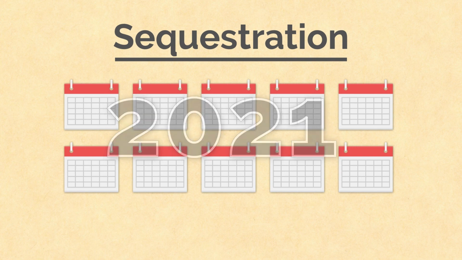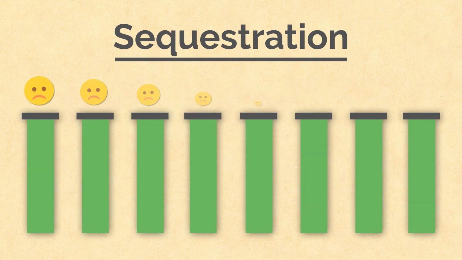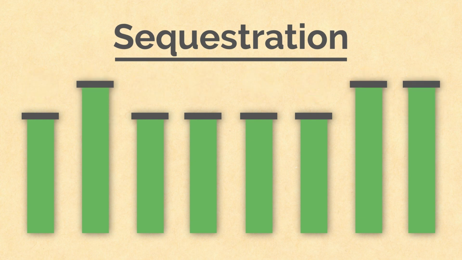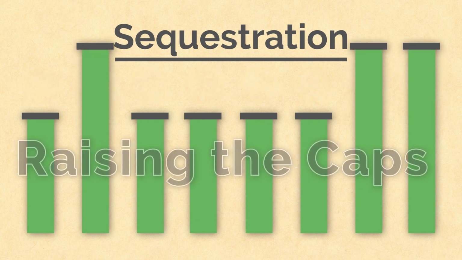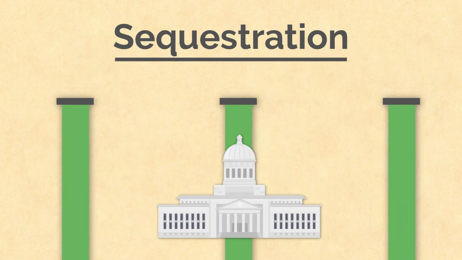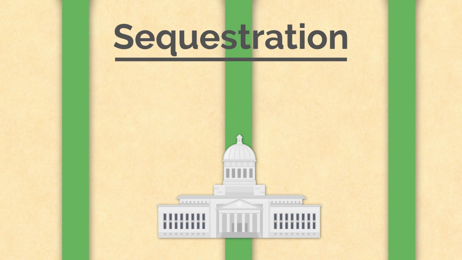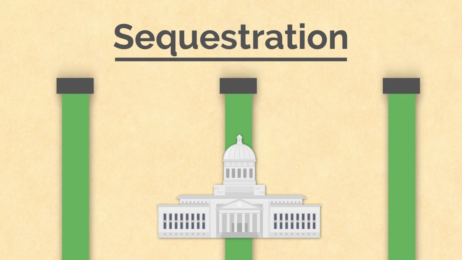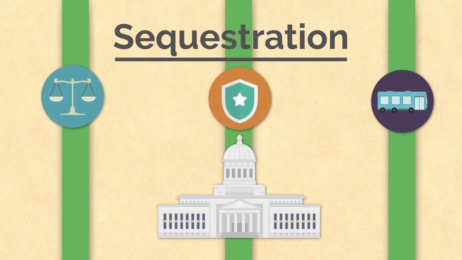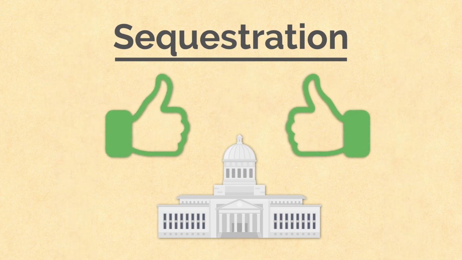The sequestration caps hurt a lot of people. To fix this, Congress allowed the government to spend more money on important programs. This is called raising the caps. Every year or two, Congress has to decide whether or not to raise the caps again. Congress could also decide to get rid of the caps if they wanted to. If Congress got rid of the caps, more people could get important services. A lot of advocates think this would be a good idea.